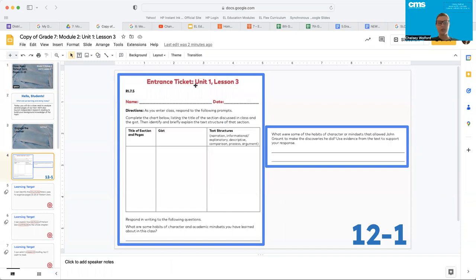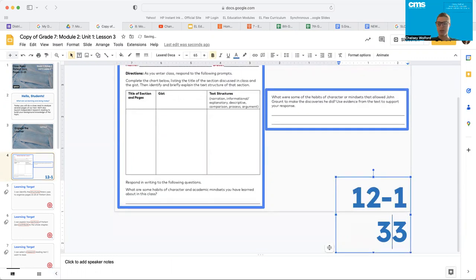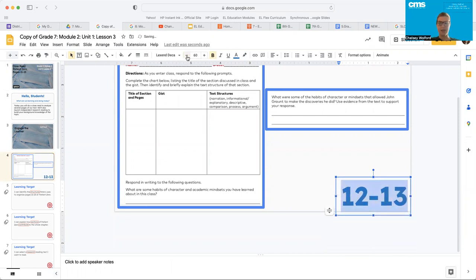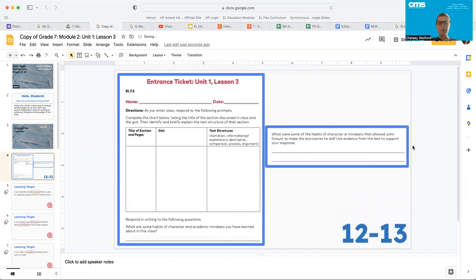So looking at the entrance ticket on Unit 1, Lesson 3, it's on page 12. And I'm assuming that was supposed to be, oh yeah, it is 13. It's just too big, so let me fix this so that it fits on the slide. There we go. All right, guys, I want you to go ahead and look at your entrance ticket now, page 12 and 13. I'm also going to pull up the entrance ticket. Let's see, entrance ticket. Yep.